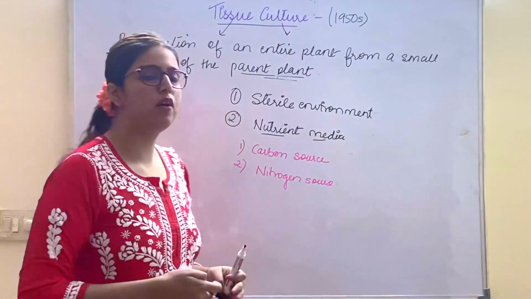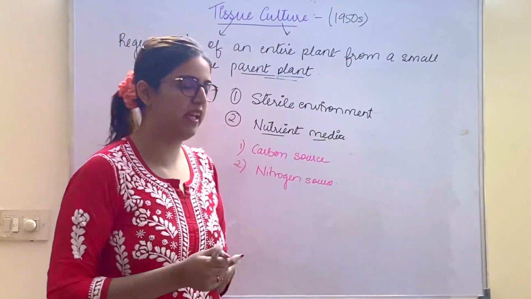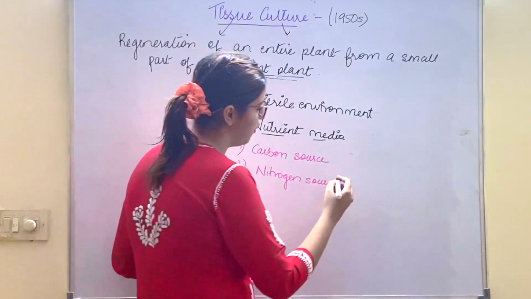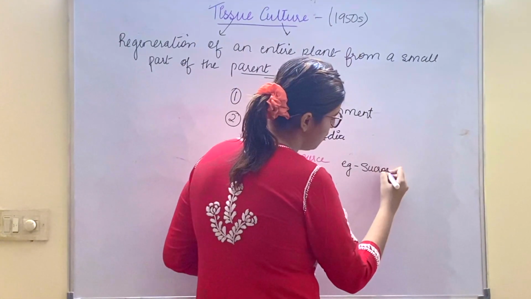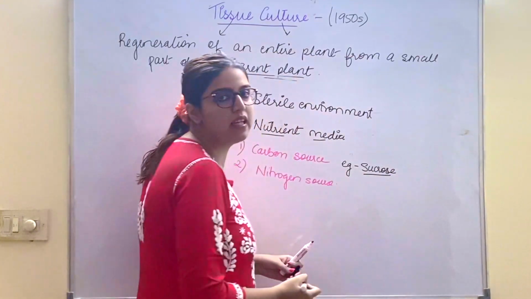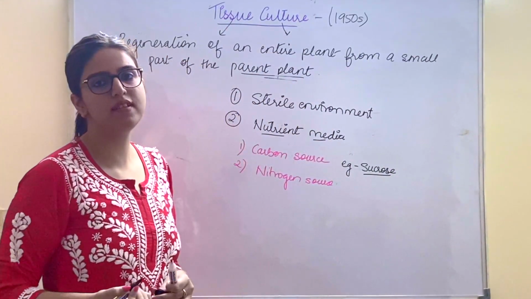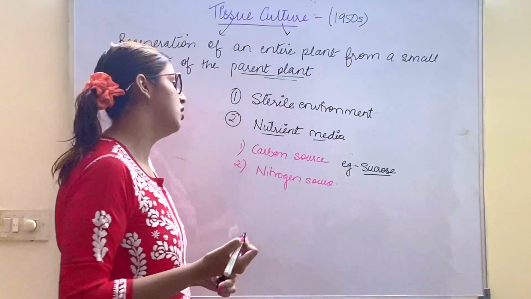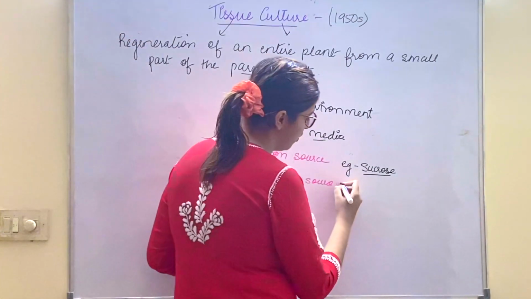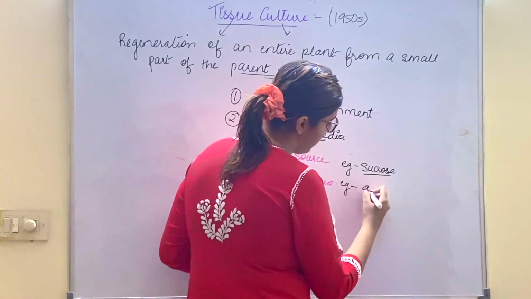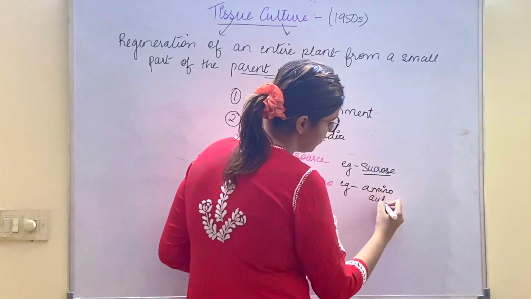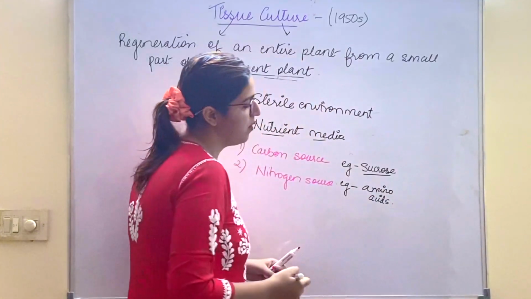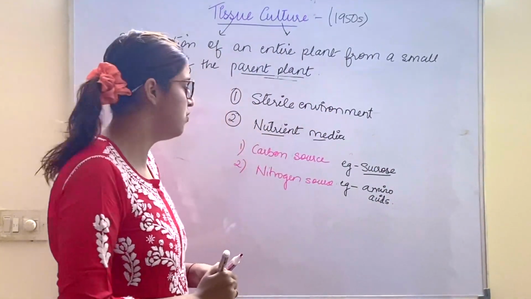Where can I get my carbon from? I can get my carbon from sugars like sucrose. It is a sugar, it can give me carbon. What compounds in the cell are rich in nitrogen? Proteins are rich in nitrogen. So for nitrogen, I'm going to add amino acids. Proteins have nitrogen, so I'll get a nitrogen source.